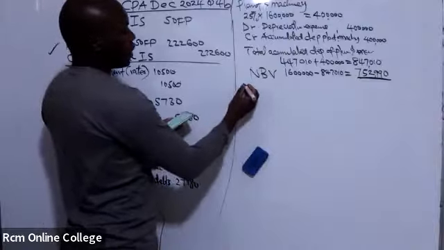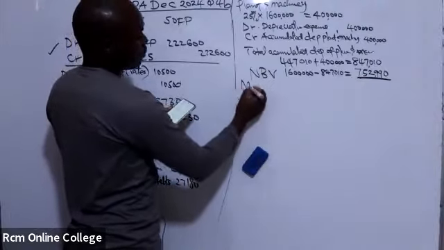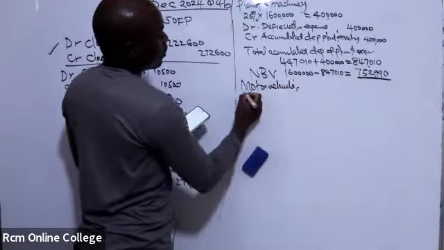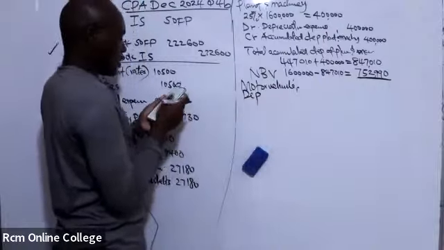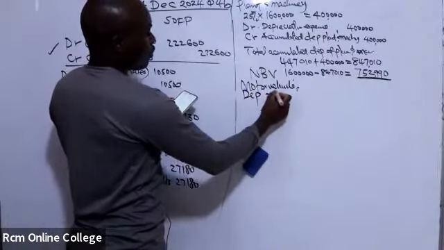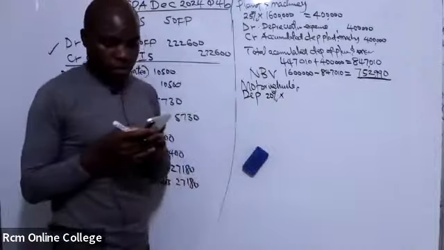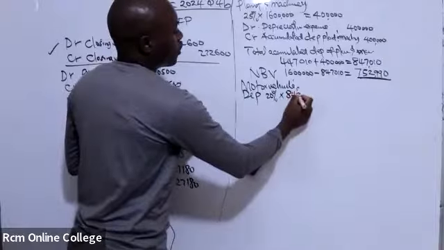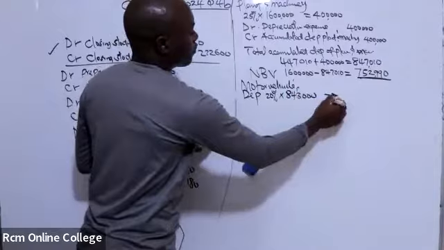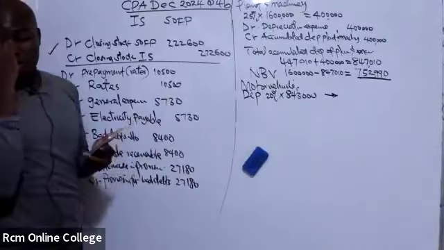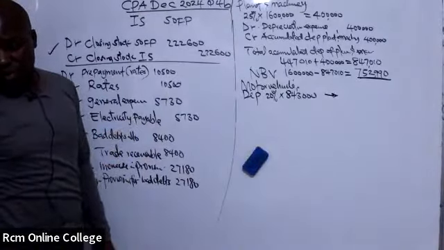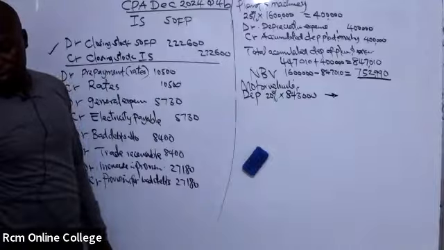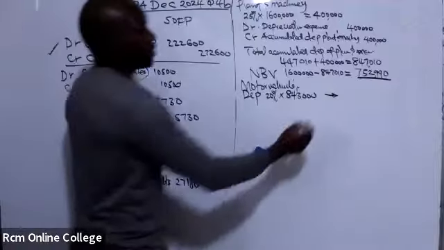Let's move to the next thing. We are talking about motor vehicles. Depreciation, we are told, is 20% of cost of motor vehicle. I can see motor vehicles is 843,000. So what is the depreciation of our motor vehicle? 20% of 843,000 is 168,600.